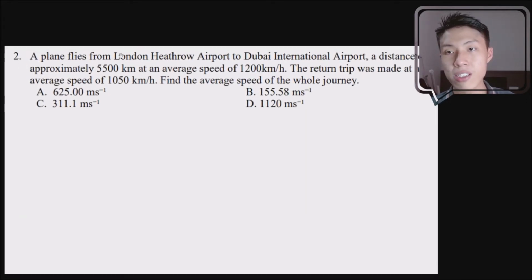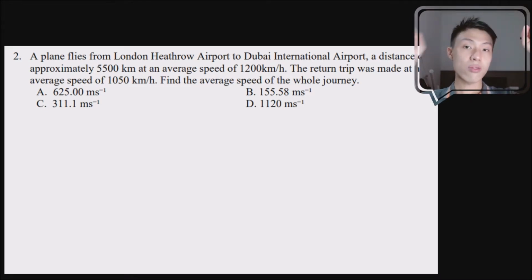A plane flies from London Heathrow Airport to Dubai International Airport, a distance of approximately 5,500 km at an average speed of 1,200 km per hour. So this journey is from London Heathrow Airport to Dubai International Airport. There are two positions of interest, and the distance between these two airports is 5,500 km, and you travel from Heathrow to Dubai International Airport at the speed of 1,200 km per hour.